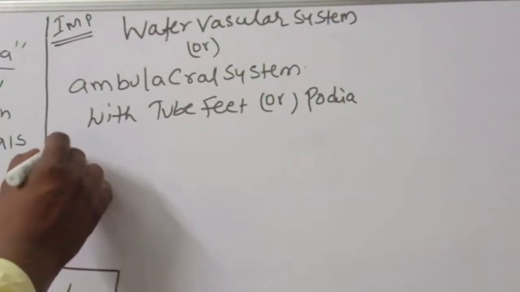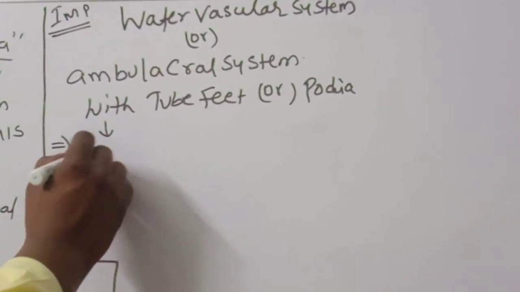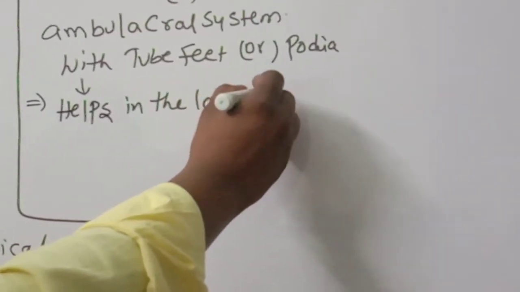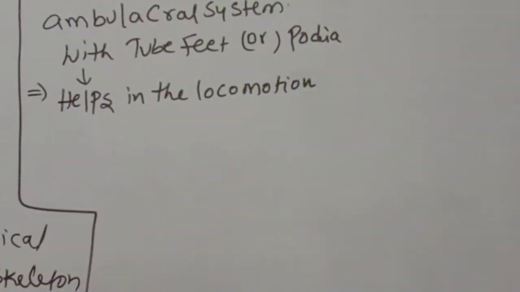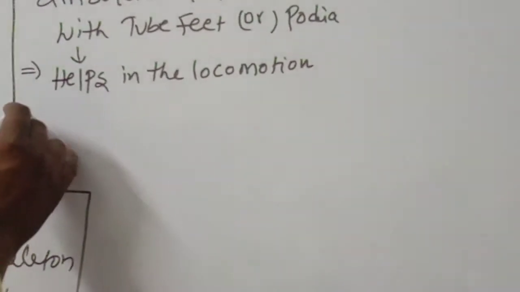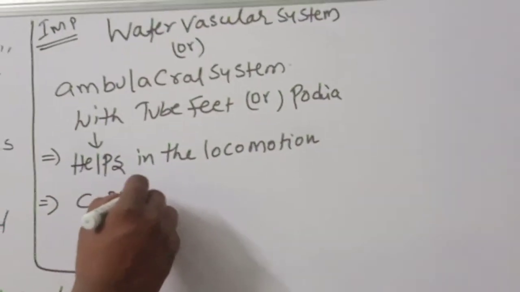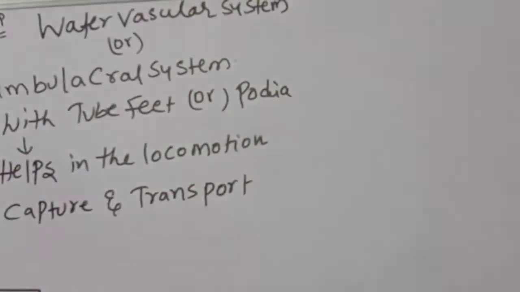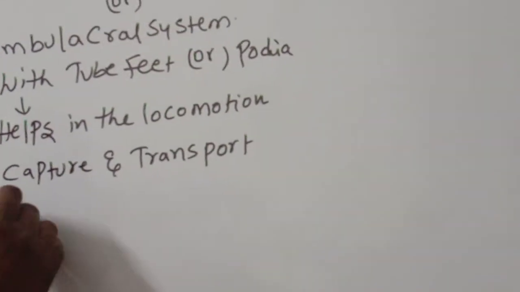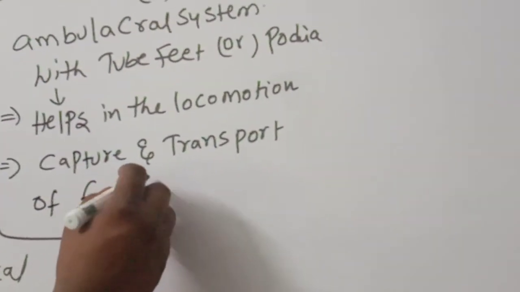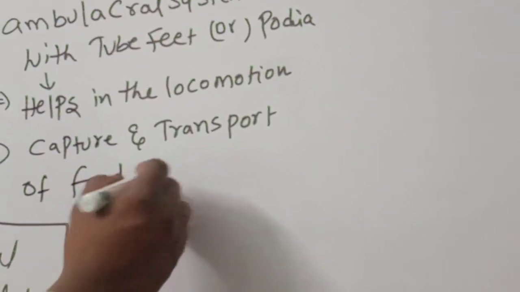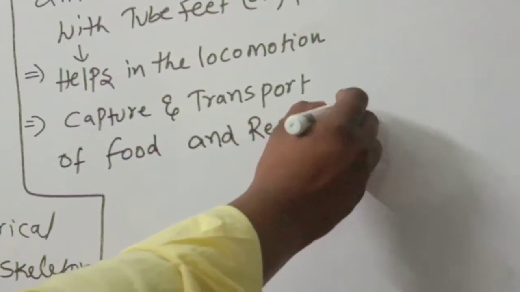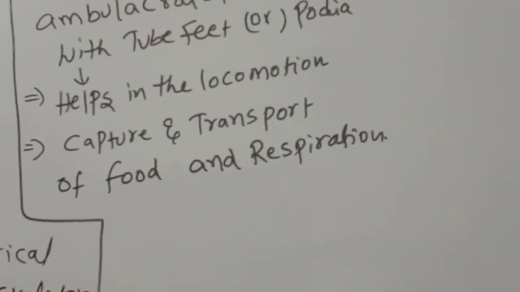So what is the use of this? These tube feet help in locomotion. Point you should remember. They help in locomotion, capture and transport of food, and respiration. This point you should remember.